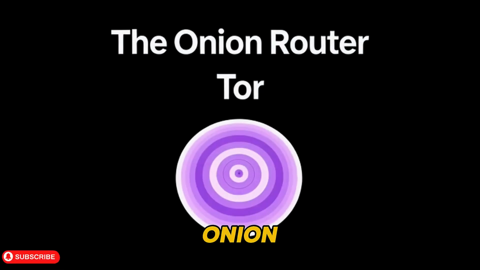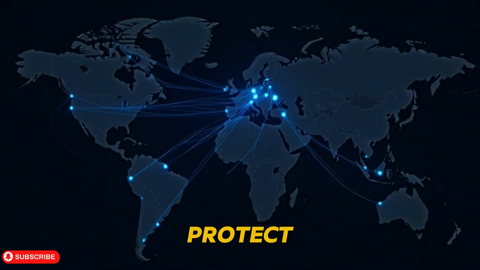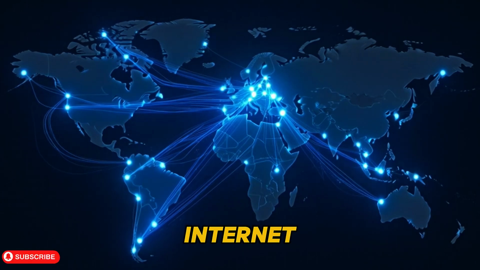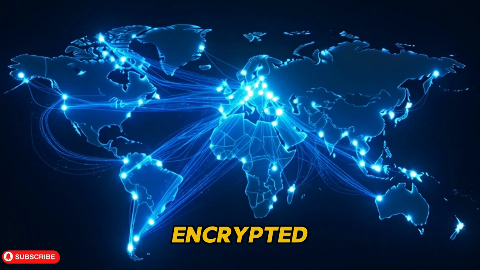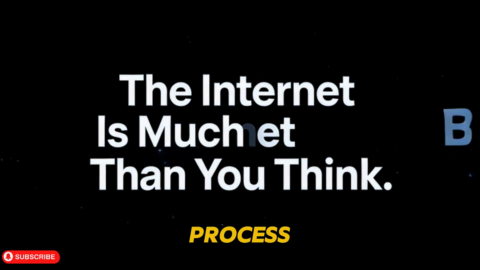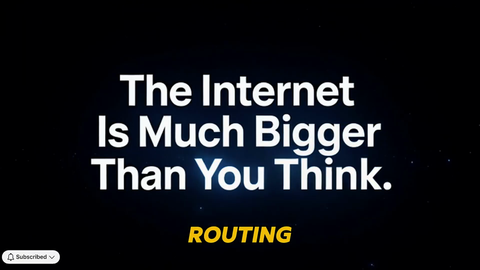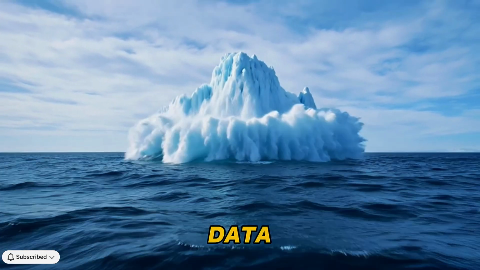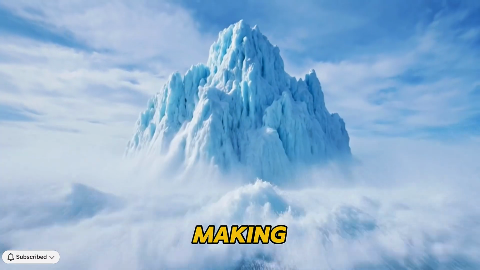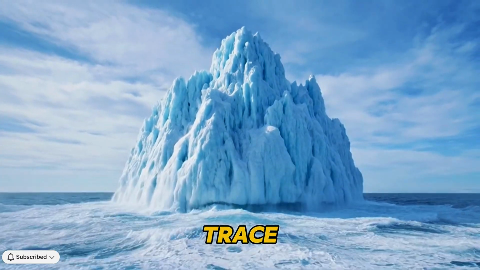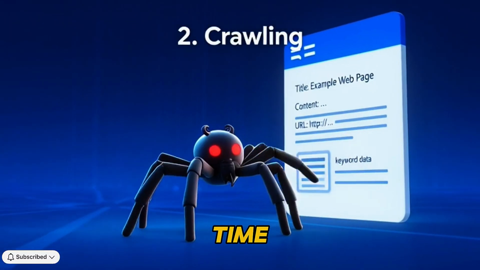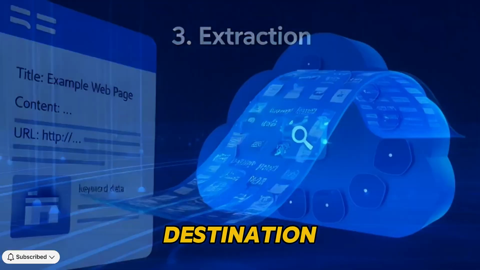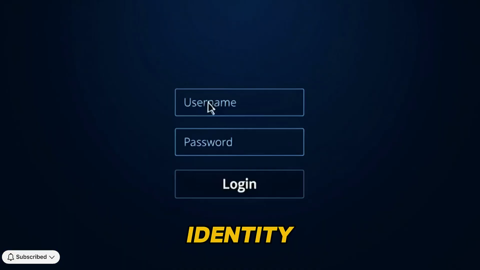Tor stands for the Onion Router, a system created to protect users' identities by routing their internet traffic through multiple encrypted servers around the world. This process is known as onion routing. Each server removes one layer of encryption before passing the data to the next server, making it extremely difficult for anyone to trace the origin of the connection. By the time the request reaches its final destination, the user's location and identity are nearly impossible to track.